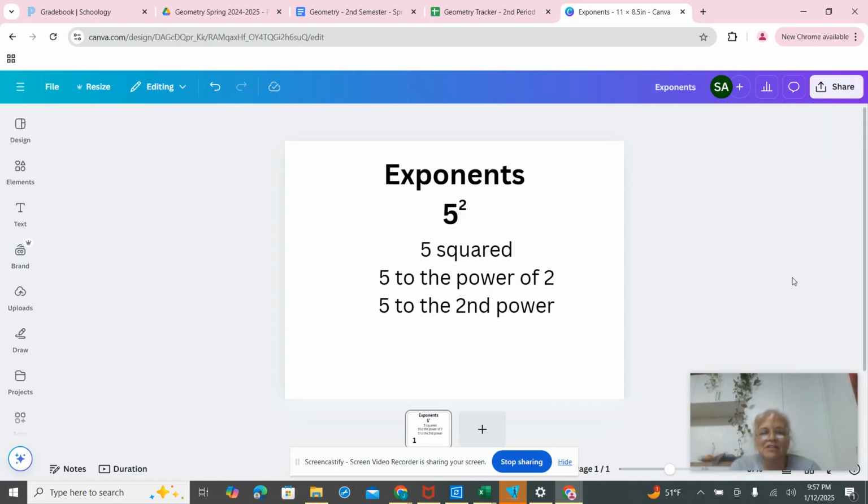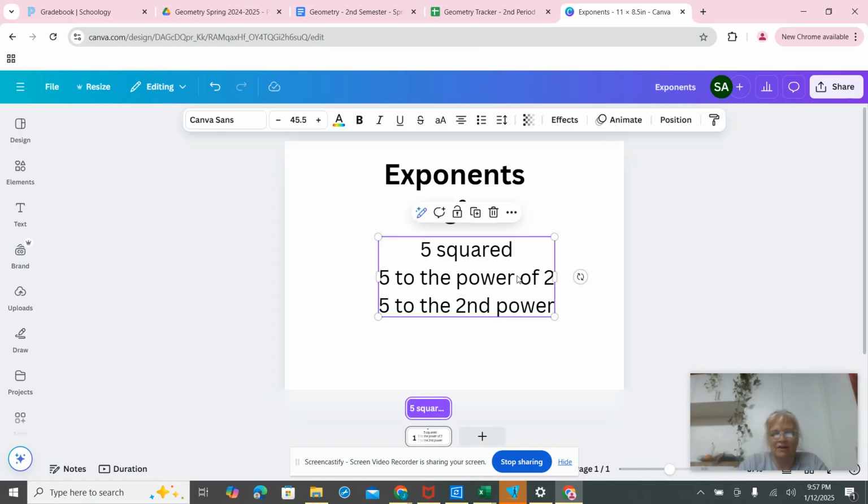When you see the 5 with a little 2 above it, you can say 5 squared. You can say 5 to the power of 2. Or you can say 5 to the second power. This little number up here is an exponent. Sometimes it's called a power. So the most common that you will hear people say is 5 squared.